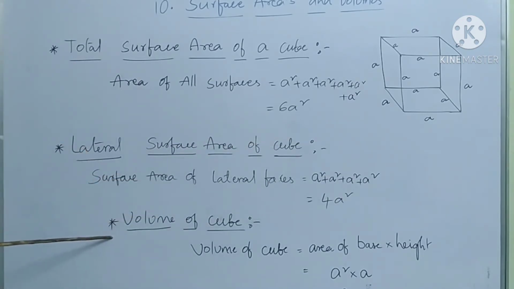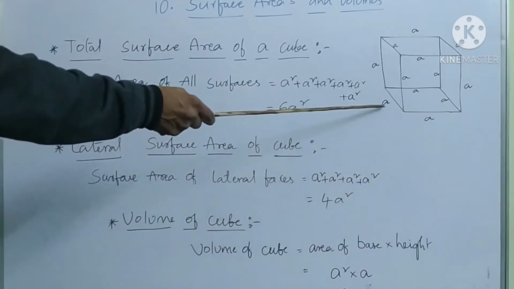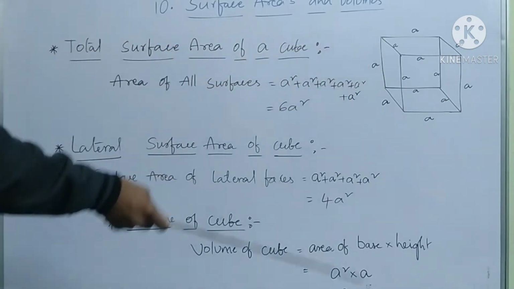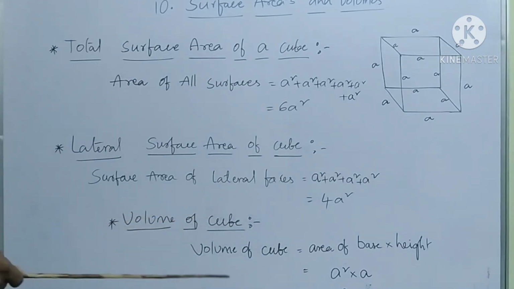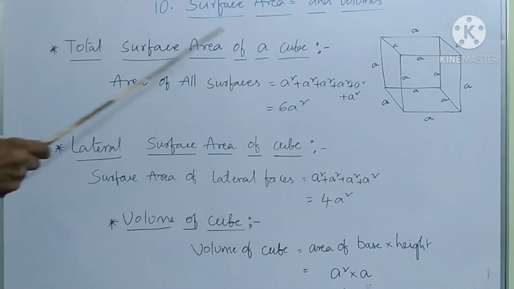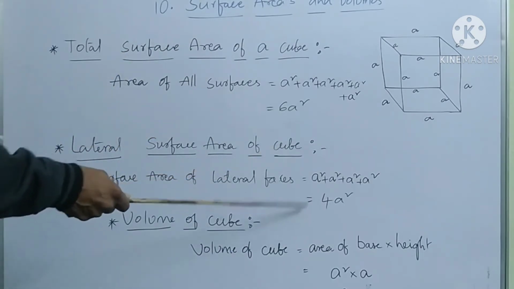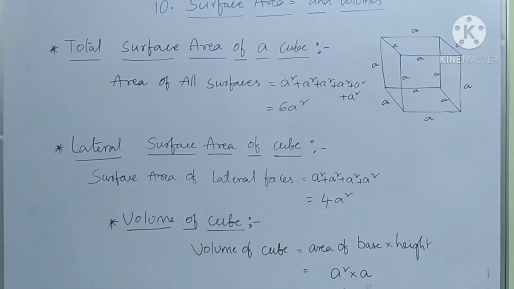Next formula, volume. Volume of cube is equal to area of base into height. Here area of base is a square, into height a. So a square into a is equal to a cube. This is the volume of cube formula. Total surface area of cube is 6a square. Lateral surface area of cube is 4a square. And volume of cube is a cube. These three formulas are derived from cuboid formulas.